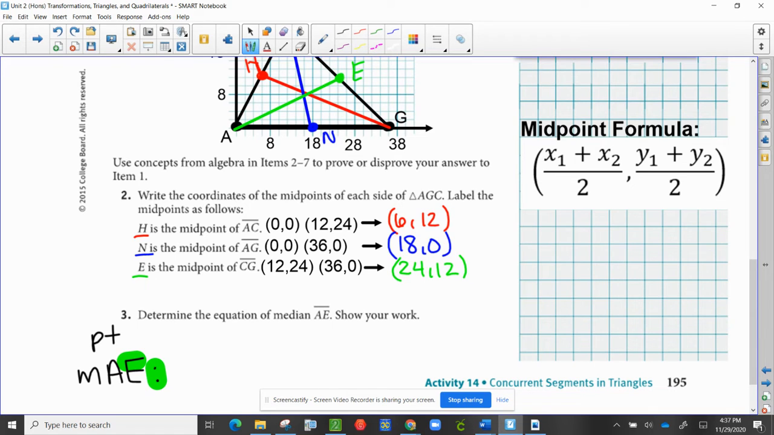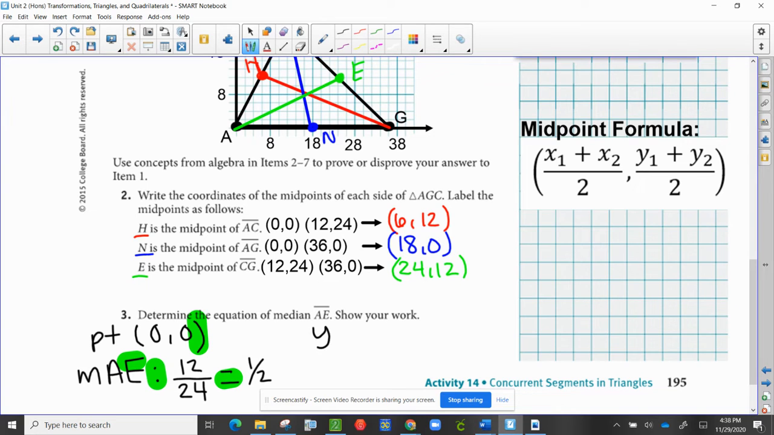Okay, so if we're going to find a point, we can use any point, A or E. A might be nice and easy though, since it's 0, 0, so I'm going to use that point. And then we need to find the slope of AE. So you could do rise over run there, so go ahead and find the slope of AE. But when I did it, I got a rise of 12 and a run of 24. So for that, I got a slope of 1/2.